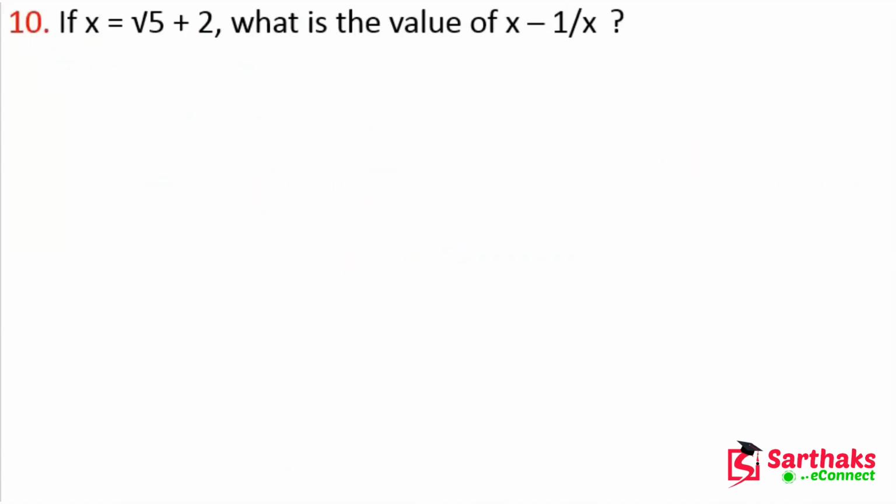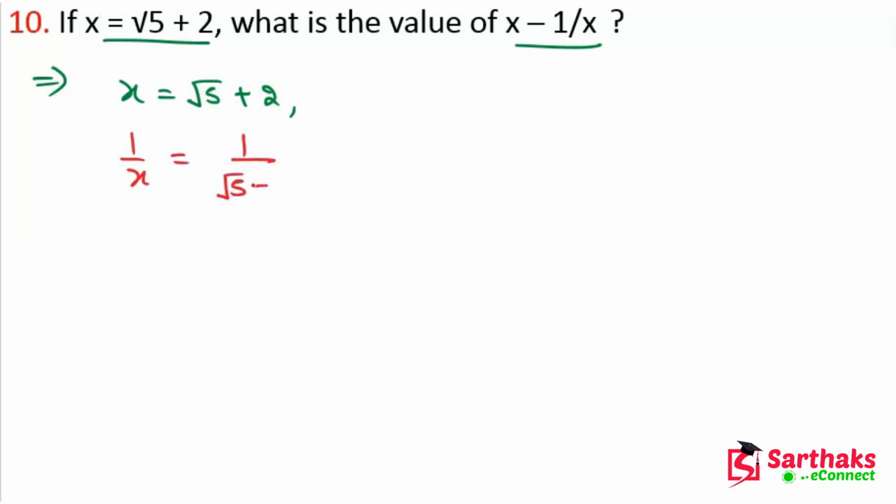Now my dear friends, the next question is: we have x is equal to under root 5 plus 2, and we have to find the value of x minus 1 upon x. So we have x is equal to under root 5 plus 2, and we have to find the value of 1 upon x, which is equal to 1 upon (under root 5 plus 2). Now we have to use rationalization, because in the denominator there is a root term.